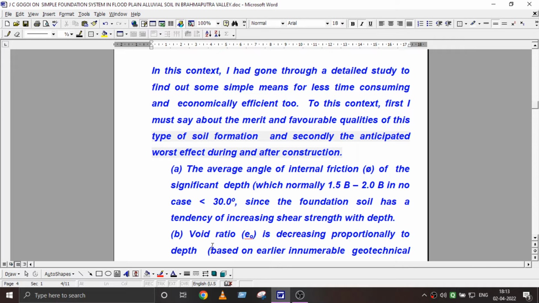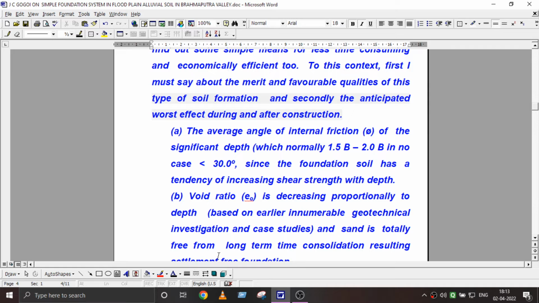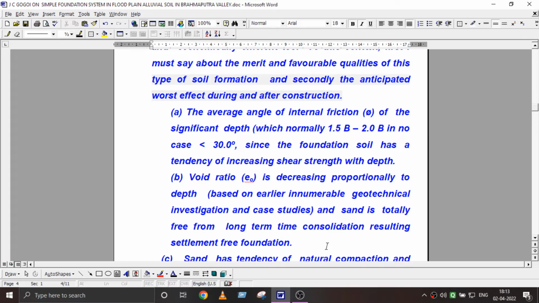Void ratio is decreasing proportionately to depth. This is entirely based on my earlier innumerable geotechnical investigation works and case studies, and sand is totally free from long-term time consolidation settlement because water is incompressible material.